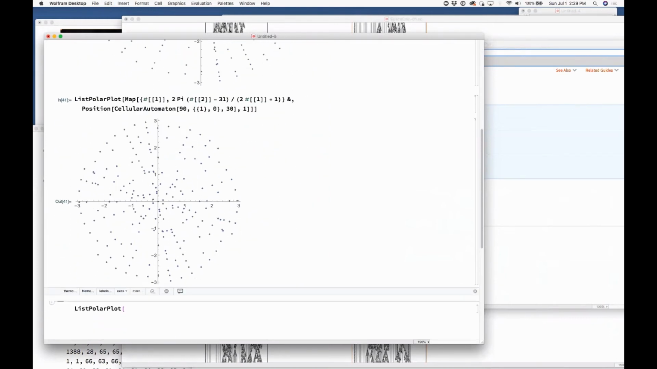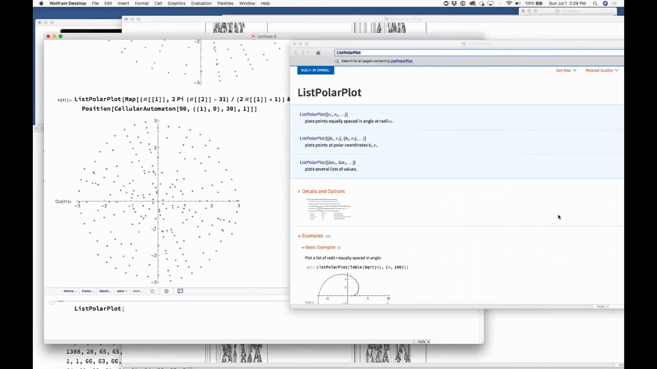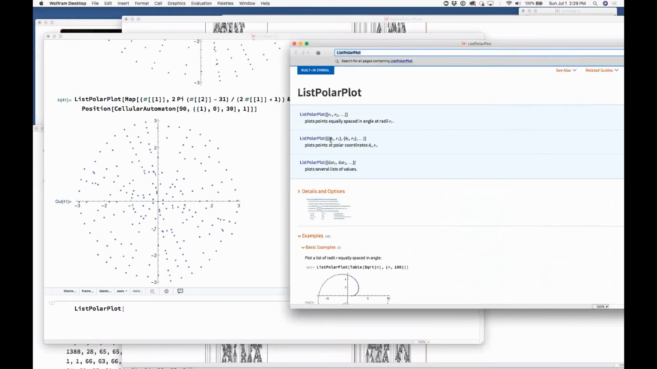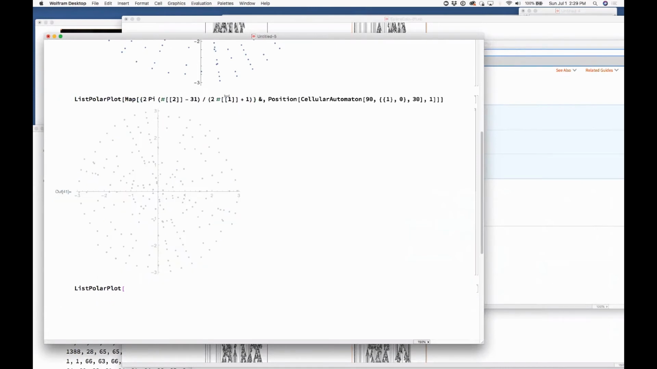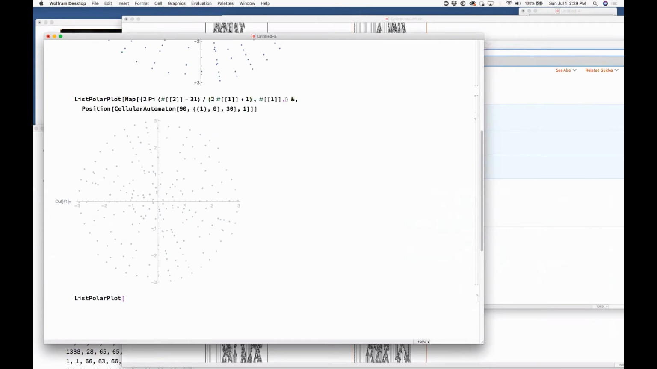So let's see what happens here. If we do rule 90, that looks like garbage. That doesn't look right at all. Okay, so what did we do wrong here? What we're doing is, for every step, we are going out. What is the form here? H1 is theta, R. Oh, big problem here. We've got the ordering wrong. Theta, R. Okay.